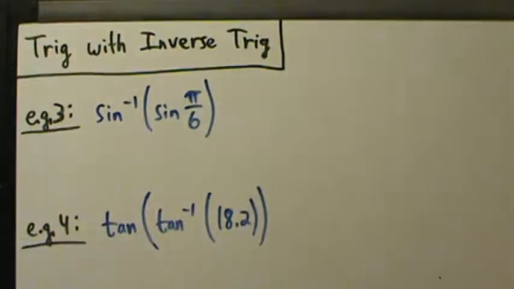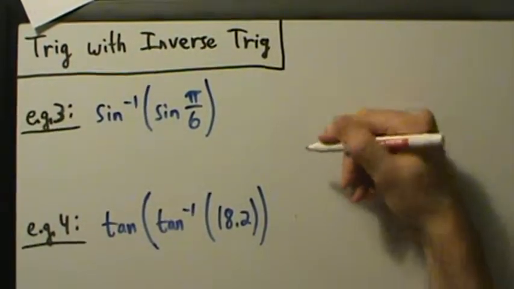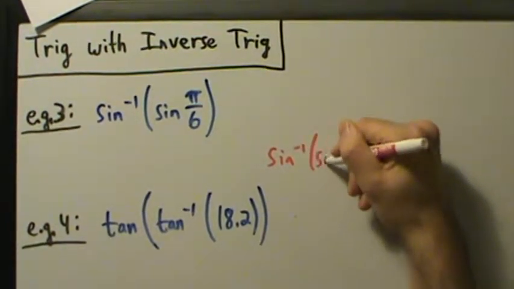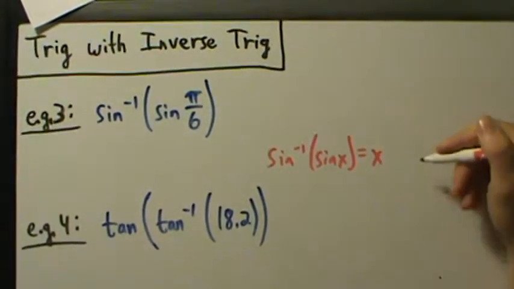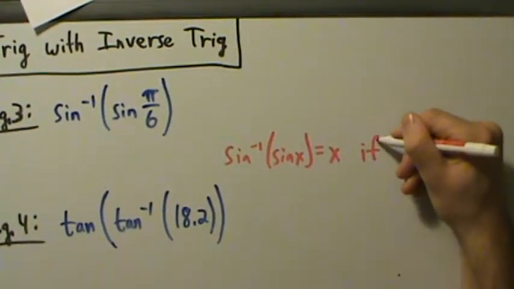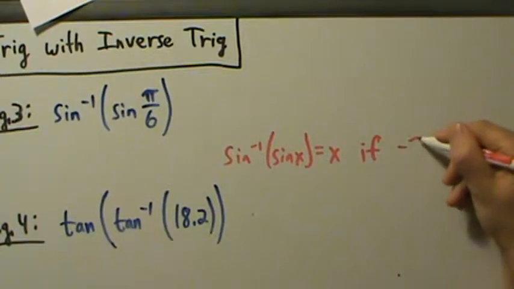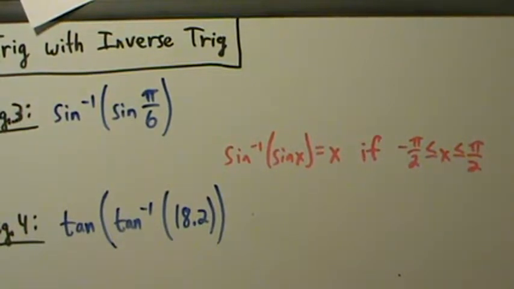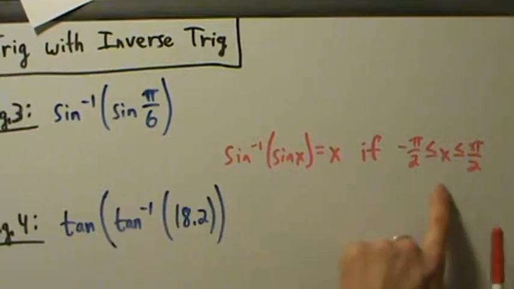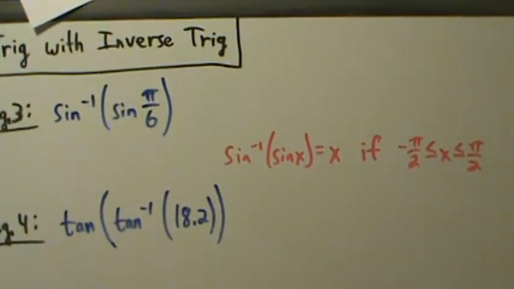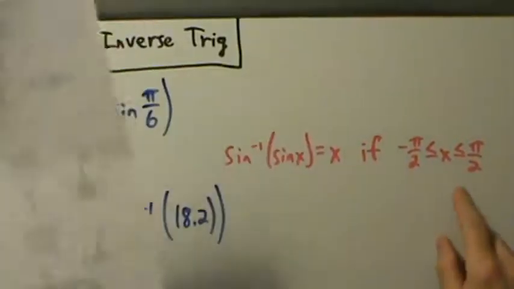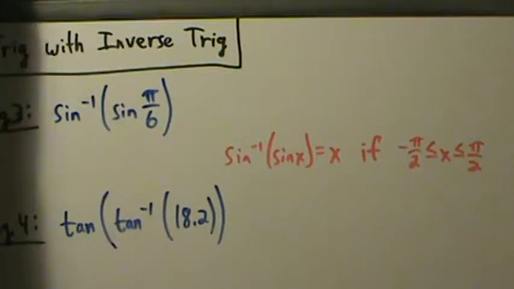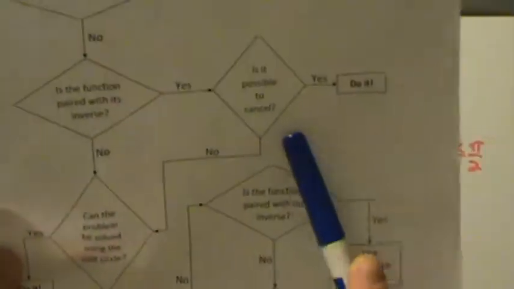Well, let's see. What did that rule say that we talked about in that earlier video? The rule says that the inverse sine of sine of x equals x if negative pi over 2 is less than or equal to x is less than or equal to pi over 2. Does pi over 6 meet that condition here? Yes, because pi over 6 is between negative pi over 2 and positive pi over 2. So yes, it is possible to cancel, so then we should do it.